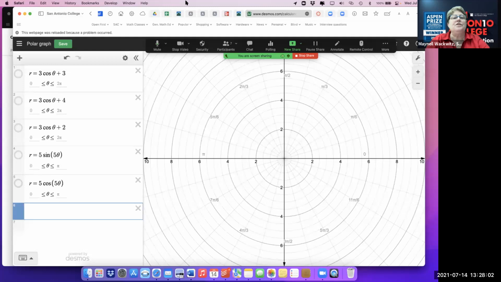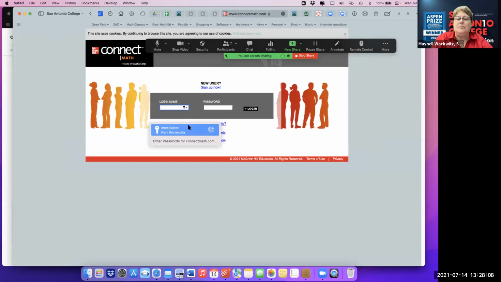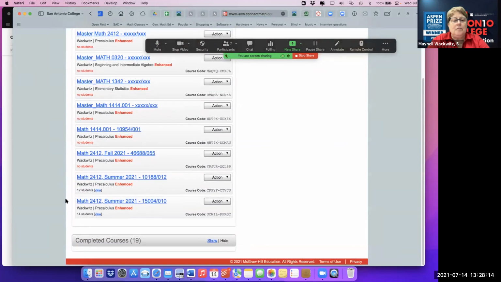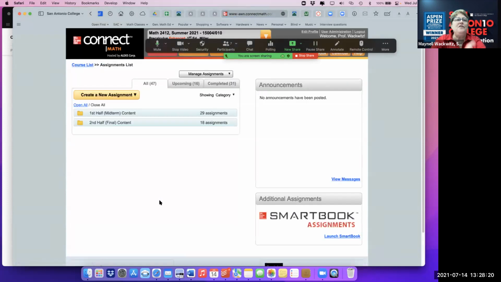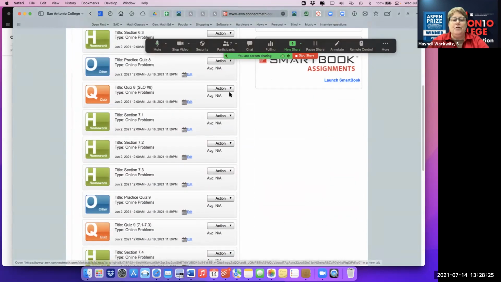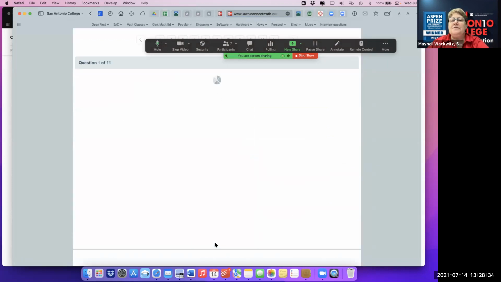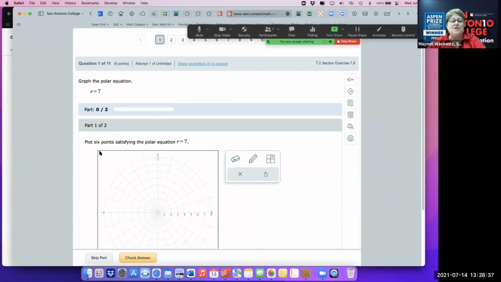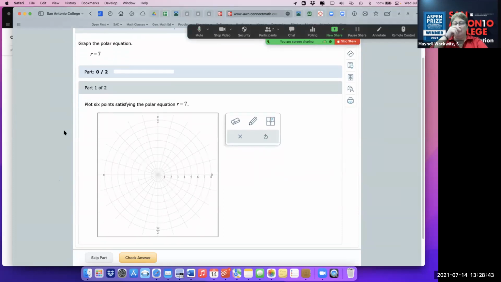So everybody go to Connect Math. At least on my computer, I can't do Connect Math on my phone. So if you can't do Connect Math on your phone, please sit with somebody who can, so that it'll help you later. So we're looking at 7.2. Start now. 7.2 is the section that requires you to graph. So that's why I want you to go ahead and do it, if at all possible.